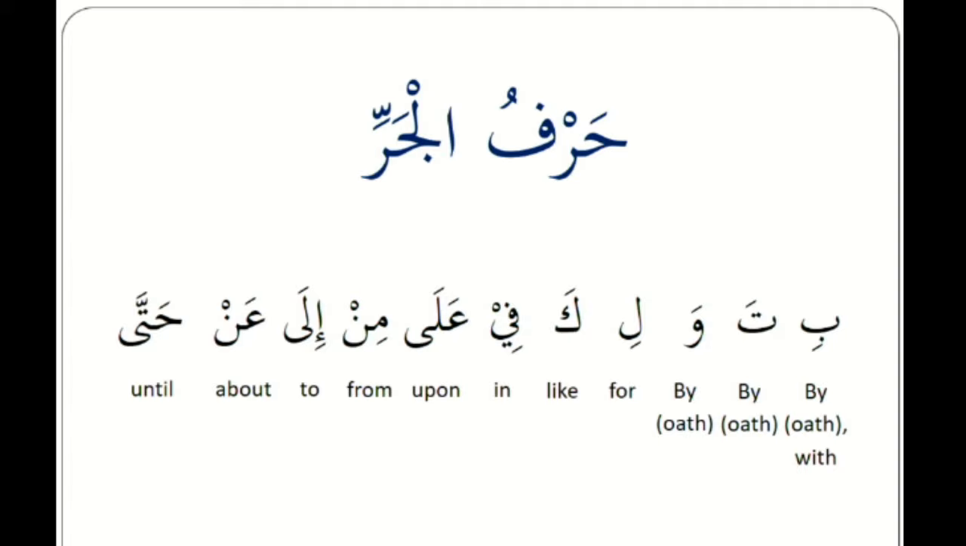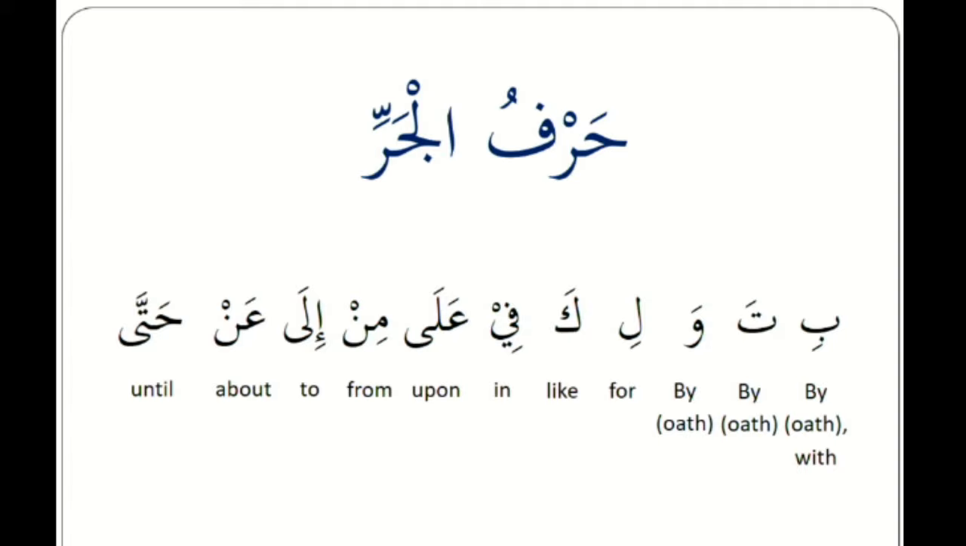Next one is fi. What does fi mean? In. Do you know an Arabic sentence with fi? Fi nari jahannam, in the fire of Jahannam. More? Fi amanillah. What does fi amanillah mean? Fi means in. Aman means safety. In the safety of Allah. A du'a for someone. May you be in the safety of Allah. Something else with fi? Inna anzalnahu, verily we revealed it fi laylatil qadr, in the night of decree. So fi means in.